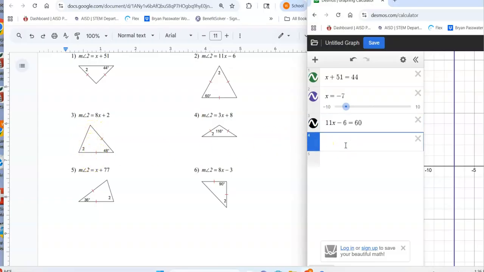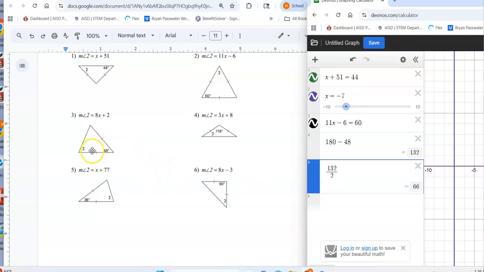Well, 180 minus 48 is 132. And these two other angles would add up to 132. And according to the rules of isosceles triangles, angle 2 and this angle up here would be equal. So therefore, 132 divided by 2 is 66. So that means angle 2 is 66 degrees. This is 66, and this is 48.